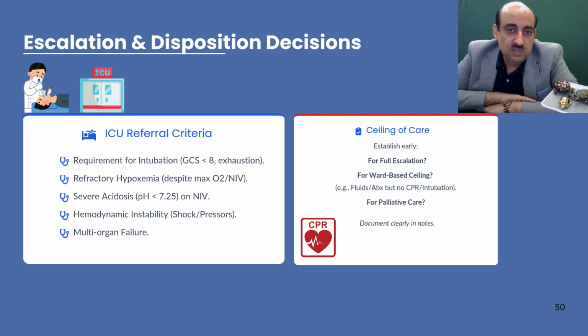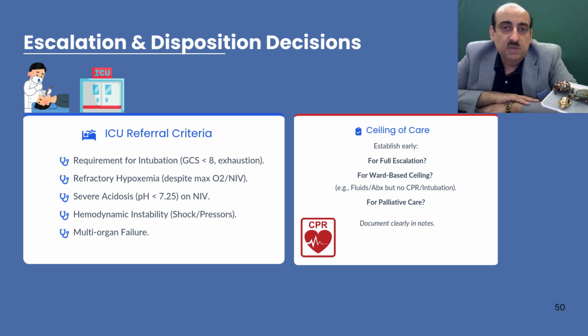So before we go to the ceiling of care, what are the ICU referral criteria in such patients with hypoxemia or type 1 or type 2 respiratory failure? If anybody has a low GCS of less than 8 and is unable to maintain airway or appears to be exhausted, then that clearly is an indication for most likely intubation, provided that the patient needs ICU care and there is clear documented criteria.